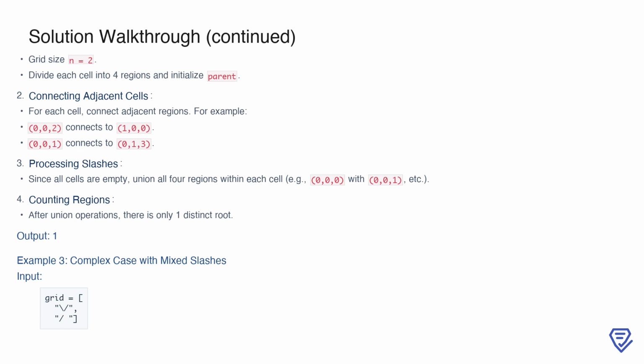Additionally, we connect adjacent cells by merging their respective boundary regions, such as the bottom of 00 with the top of 10 and the right of 00 with the left of 01. After completing these union operations, the entire grid becomes one connected region. Using the union find structure, we count the unique root representatives, which is just 1, and that's the output.